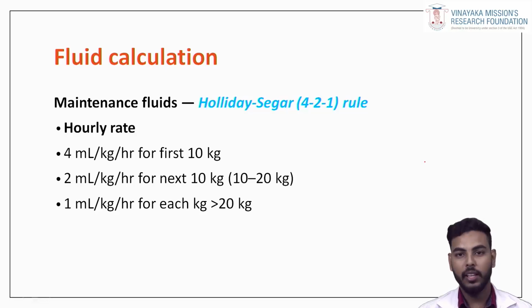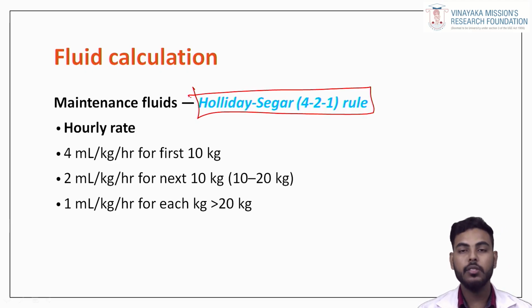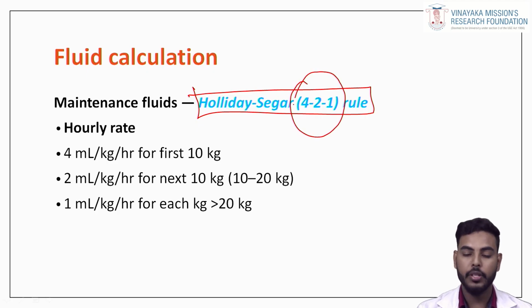Next we will move on to the main calculations, that is, how we are going to give fluid therapy intraoperatively. For maintenance fluids we have a formula called the Holliday-Segar formula, or Holliday-Segar rule. It applies a rule called 4:2:1. It is mainly used to calculate the hourly rate of the fluid. Remember, the Holliday-Segar formula is always calculated according to 4:2:1.